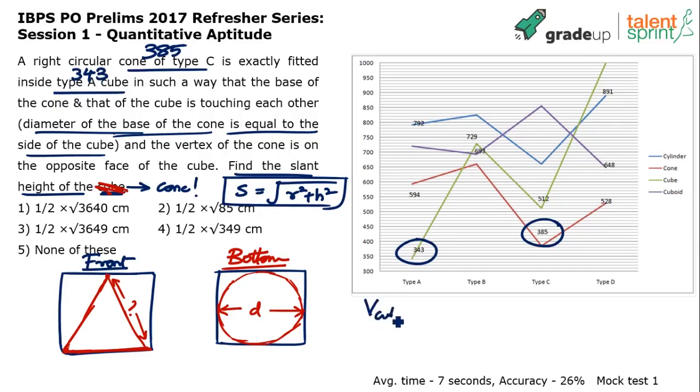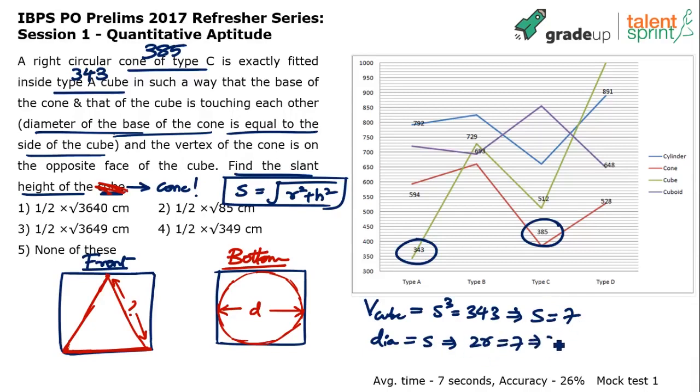So volume of the cube is equal to s cube, which is equal to 343, which implies s, the side, is equal to 7, because 7 cube is 343. Now we have already understood that diameter of the cone is equal to s, which implies 2 times the radius is equal to 7. So 2r is 7, implies r is equal to 7 by 2. The radius of the cone is 7 by 2.